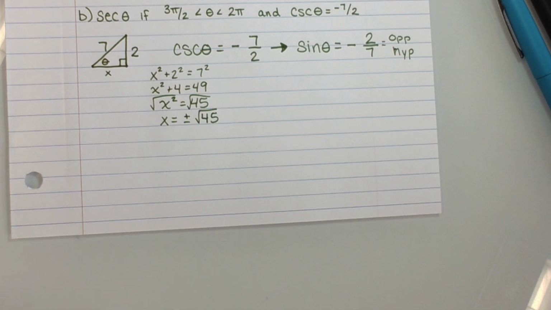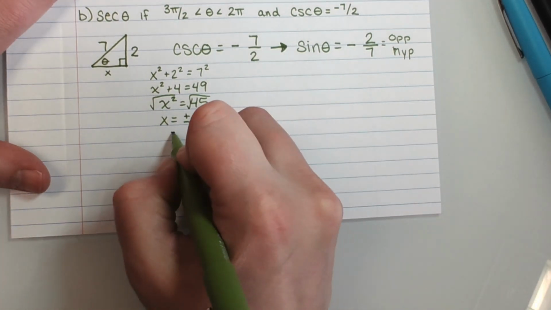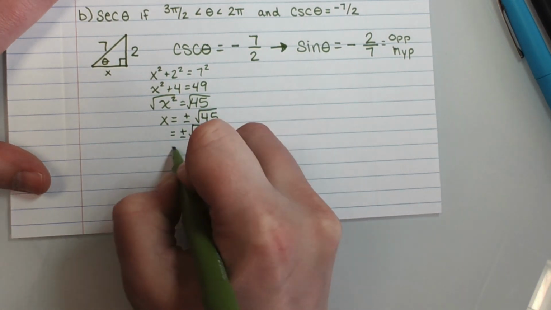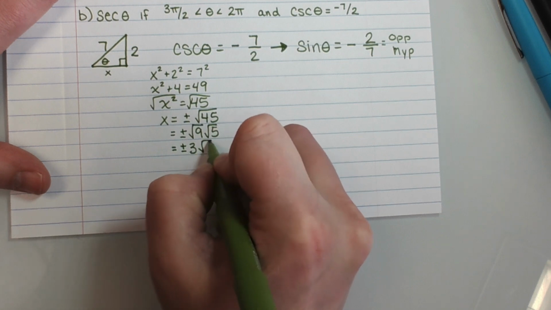Simplify it if you can. Yes, 45 divides by what perfect square? 9. It's 9 times 5. So it's positive or negative 3 root 5.